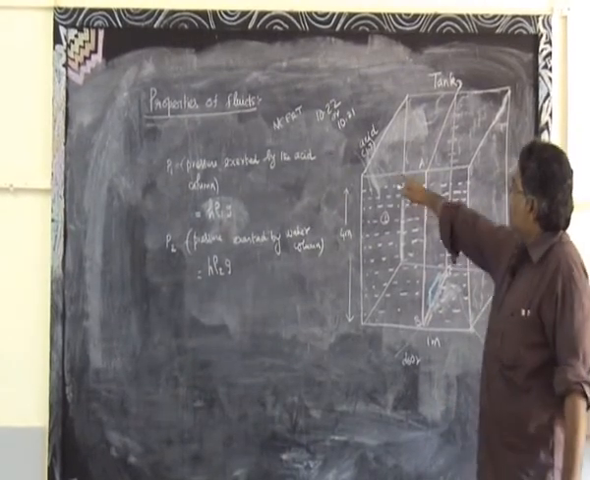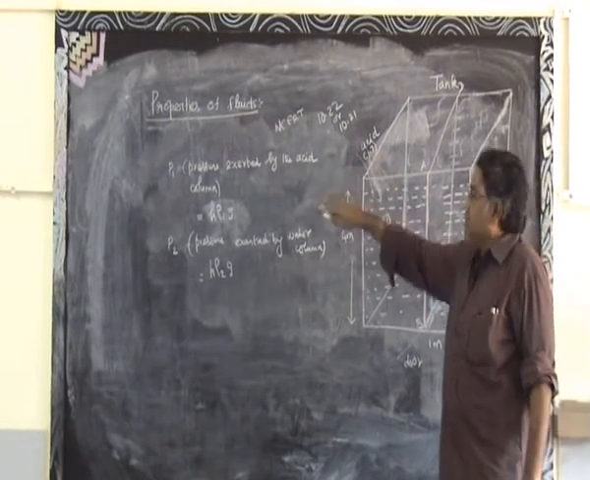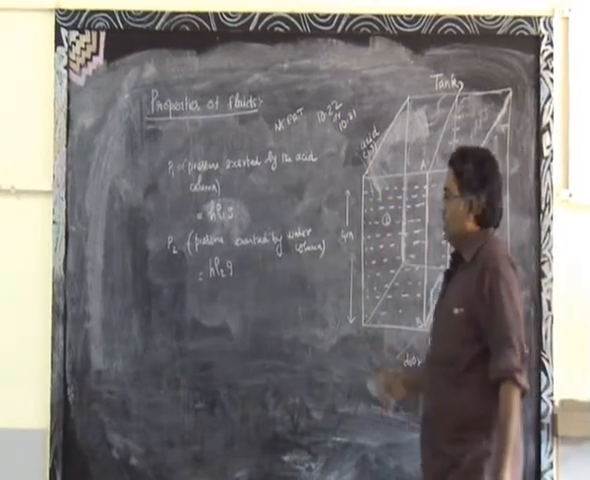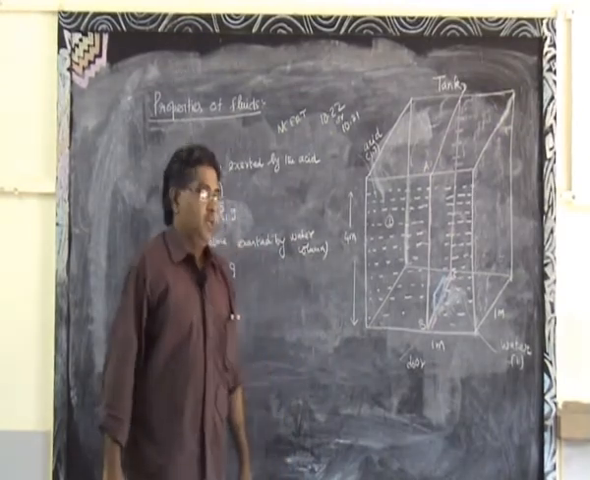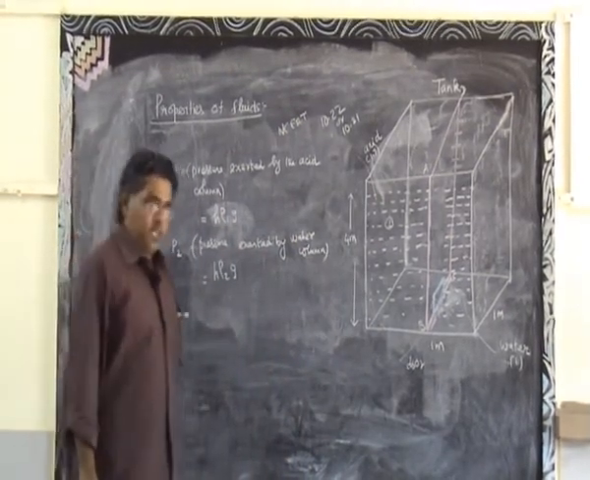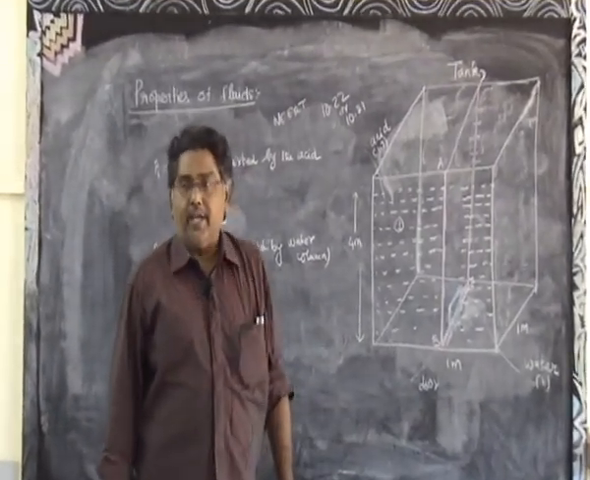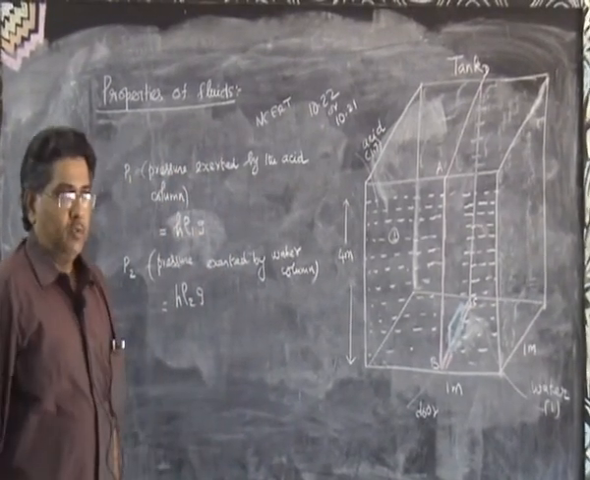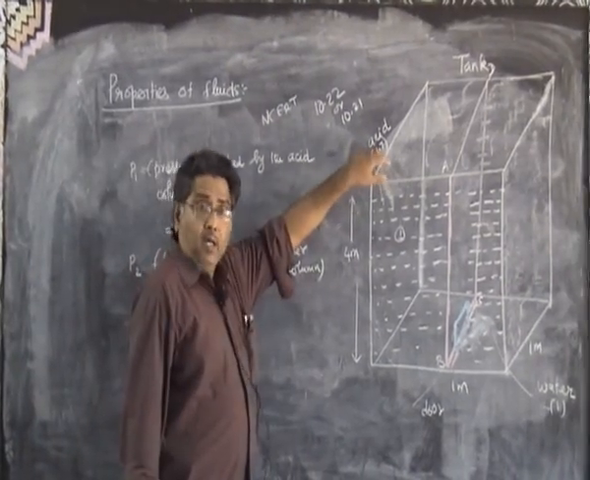I'm sorry, it is not 1.7. Rho 1 is density, whereas this is relative density. So rho 1 in fact will be 1.7 into 1000. Please note that if we want to convert relative density into density in SI, multiply by 1000. So rho 1 is density and not relative density.